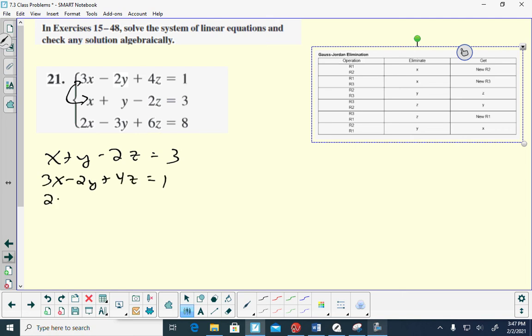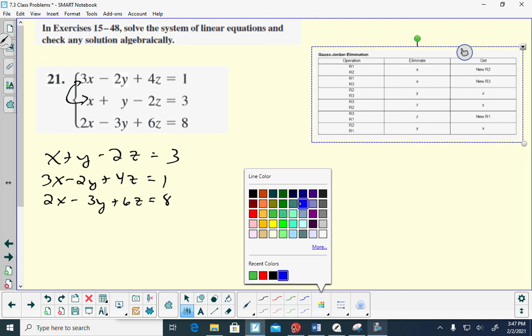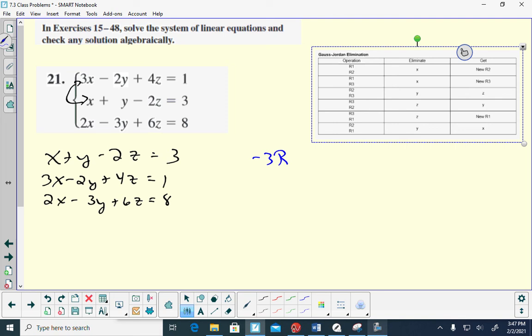And then 2x minus 3y. Then I'm going to follow everything, and you'll have most of the work the same that I'm going to do. I'm going to take negative 3 times row 1, so negative 3x minus 3y plus 6z is equal to negative 9. I'm going to add it to row 2. This will eliminate the x. The first thing I'm going to do is eliminate the x in every single row except for row 1.